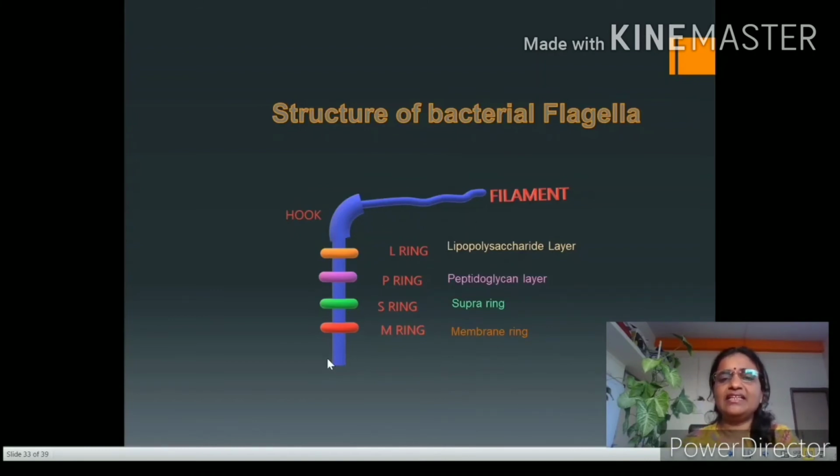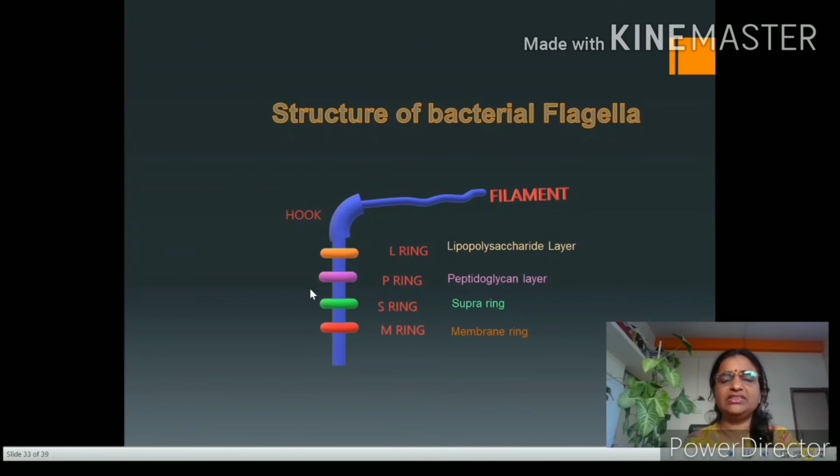Three subunits are there in the case of flagella. Bacterial flagella mainly consist of three subunits. One is this system of rings, that structure is called the basal body. This portion is called the basal body. That is the first and major part of the bacterial flagellum. Second one is this curved portion, called the hook. And last is this helical portion, called the filament.